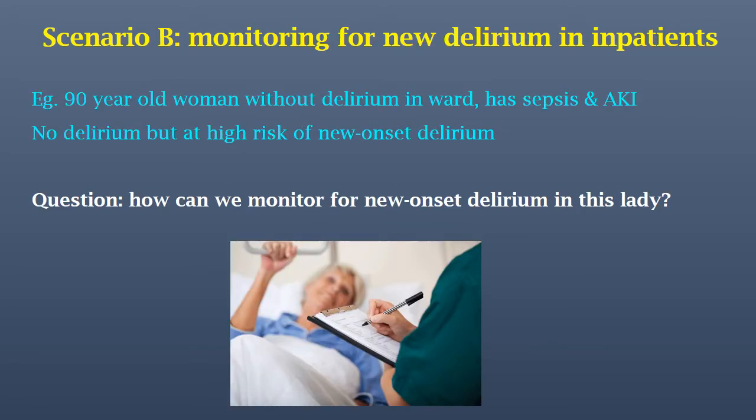So now let's move to a different type of scenario, scenario B, which is monitoring for new delirium in inpatients who don't already have delirium. And as an example, we have a 90-year-old woman who has sepsis and acute kidney injury, and she's obviously at high risk of new onset delirium, so we need some sort of process to tell if she's going to develop it after admission.